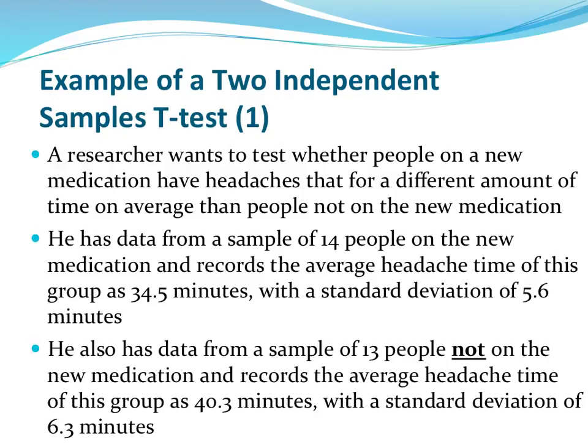Just as we did for a one-sample t-test, let's now go through a full example of a two independent samples t-test. Let's say a researcher wants to test whether people on a new medication have headaches that last for a different amount of time on average than people not on the new medication.